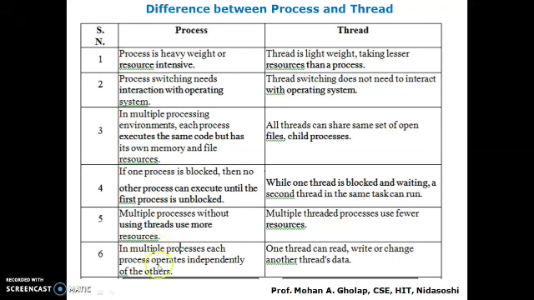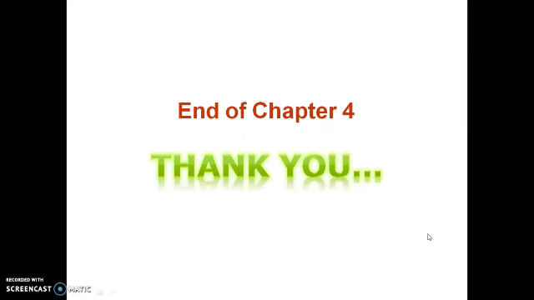In short, in the case of multiple processes, each process operates independently, so usually there will not be any cooperation between the processes. But in the case of threads, the cooperation will be there. One thread can read, write, or change another thread's data. So one way or the other, there will be cooperation between the threads. So this is about the difference between processes and threads. With this we complete chapter number 4. Thank you.